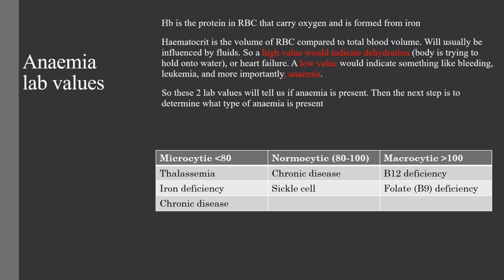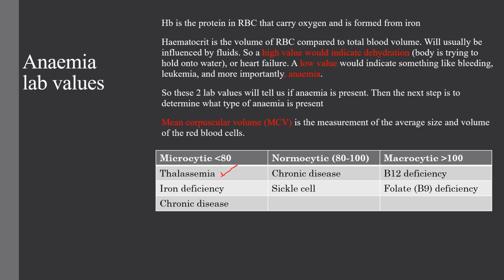Then the next step is to determine what kind of anemia this patient has. That's where mean corpuscular volume comes into play. Mean corpuscular volume is the measurement of the average size and volume of red blood cells. Now, I know this is a lot to remember, but all you need to know is that a low MCV value, which is less than 80, is going to be microcytic anemia. And then 80 to 100 will be normocytic anemia. And then a big one is going to be macrocytic anemia.